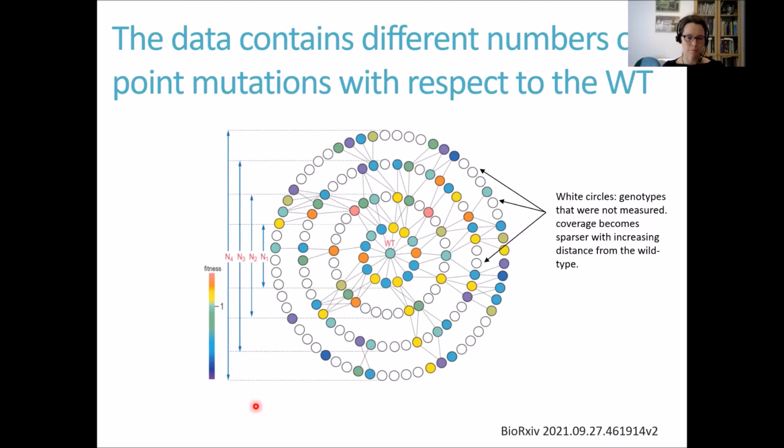So since the wild type is the one that was mutated, the data set is centered around the wild type. I will use from now on the notation of N1 for single mutants, N2 for double mutants, etc. We have full coverage of the single mutants, and then it gets sparser and sparser the further away we go from the wild type. So white circles here represent genotypes that were not measured in this experiment. So we don't know their fitness.